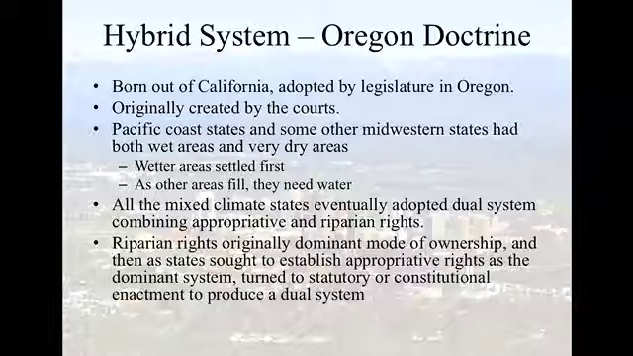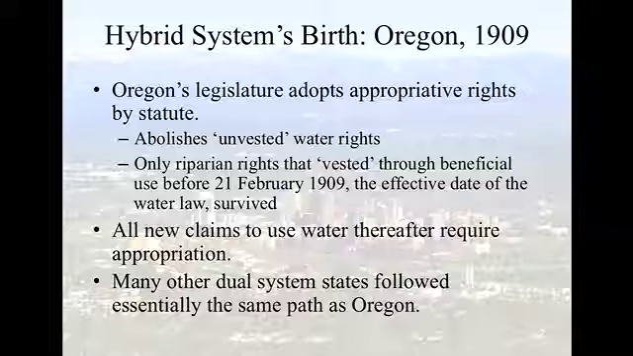This covers Pacific coast states, and then those states kind of right along the 100th meridian where you get a blend of areas that are too dry for ag and areas that have plenty of water. So all these mixed climate states end up with kind of a dual rights system where you have both riparian rights and appropriative rights. So Oregon adopted this, as I said, in 1909.